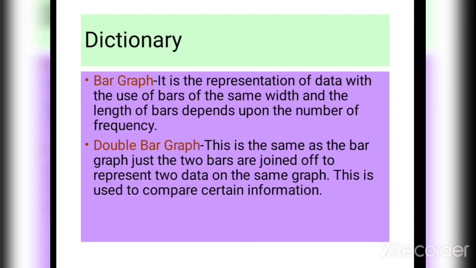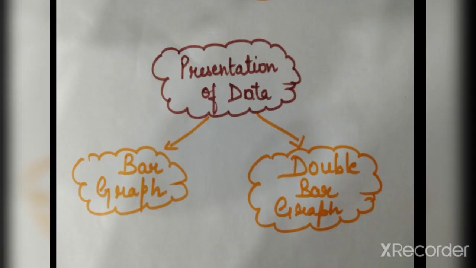Dictionary. Bar graph: it is a representation of data with the use of bars of the same width, and the length of the bars depends upon the frequency. Double bar graph: this is the same as the bar graph, just two bars are joined to represent two data on the same graph. This is used to compare certain information.